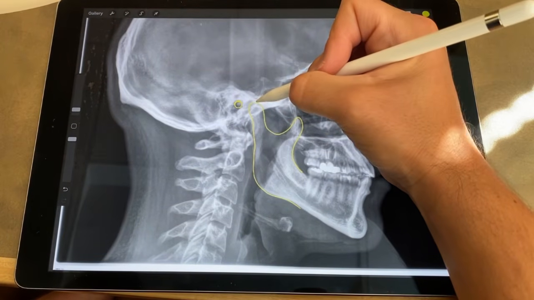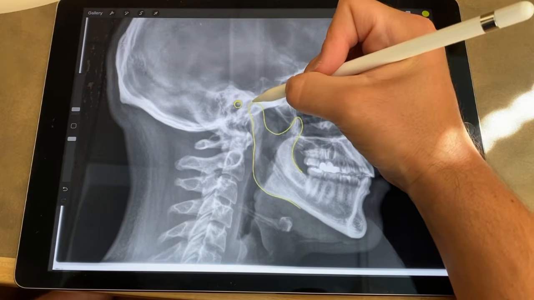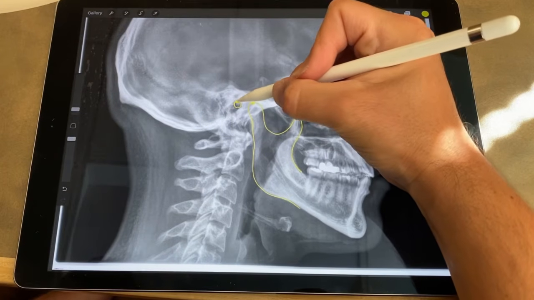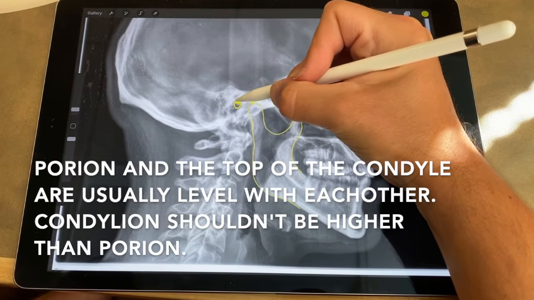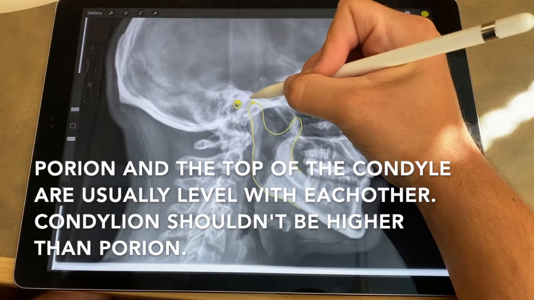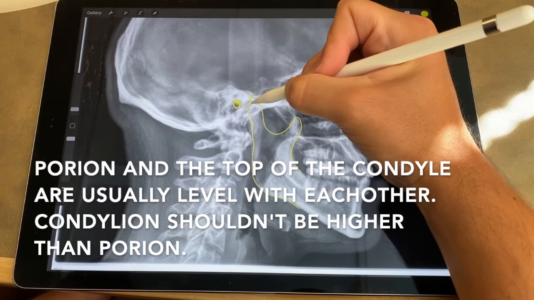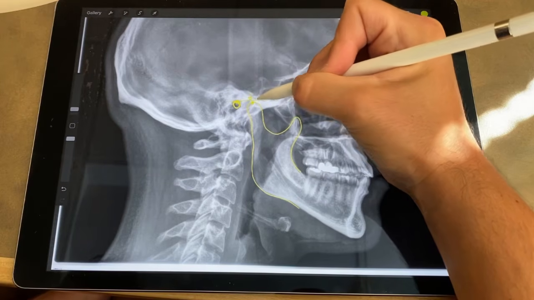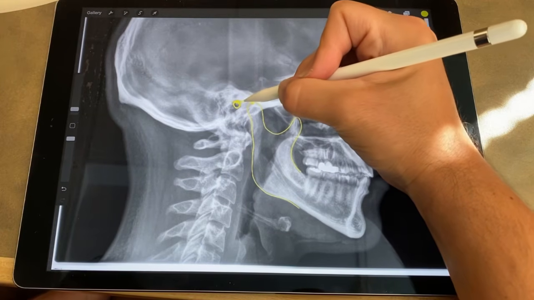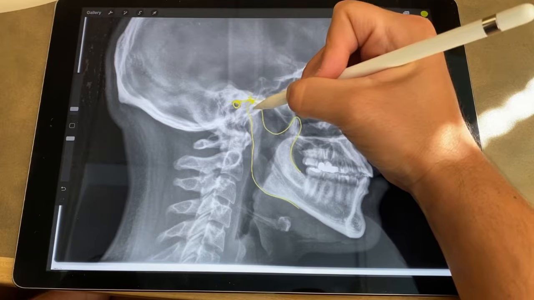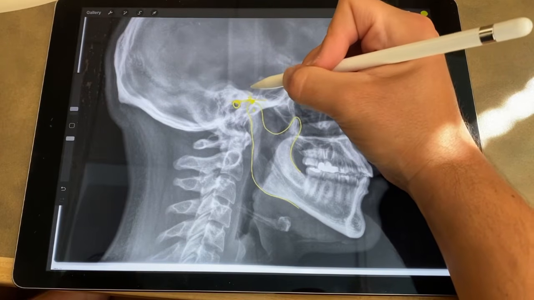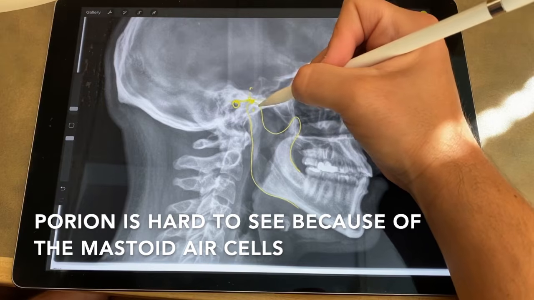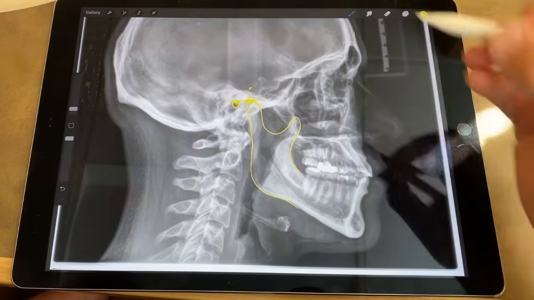And then the most superior portion of the condyle right there, and porion is the most superior portion of this circle. A little rule of thumb is this point right here cannot be above this point. So it has to be, it's usually just right in front of it. If it were down here, then something's wrong. And if it were up here, then something's wrong. So you don't want it to be off. They're typically very close to each other.